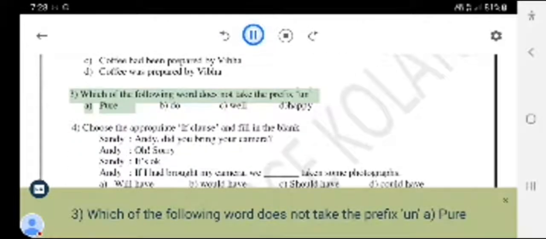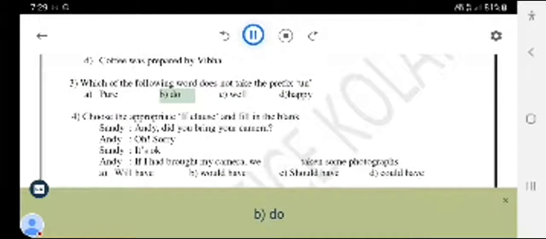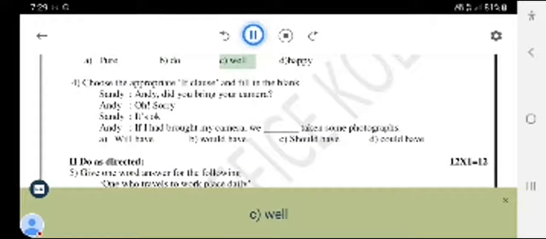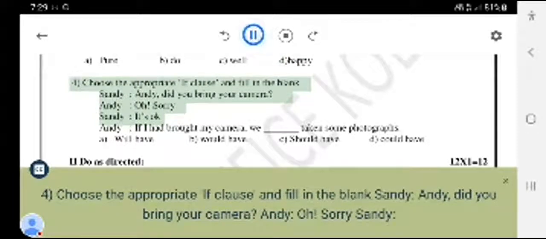3. Which of the following words does not take the prefix un-? A. Here. B. Do. C. Well. D. Happy. 4. Choose the appropriate if clause, and fill in the blank.